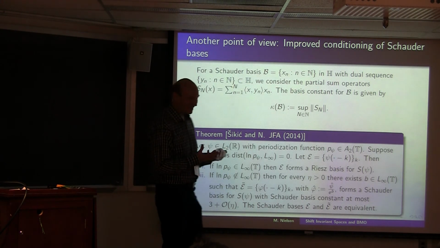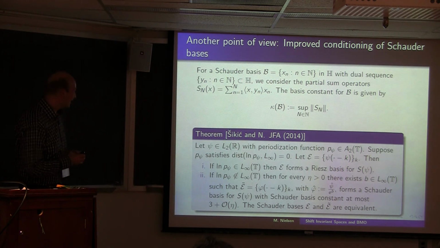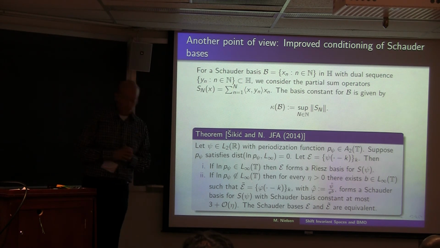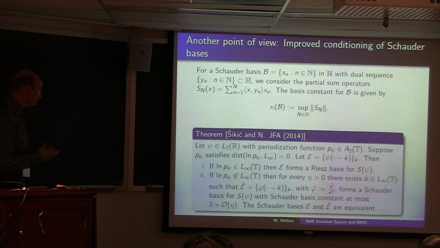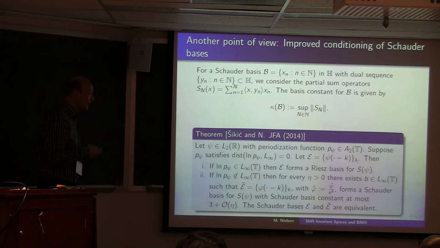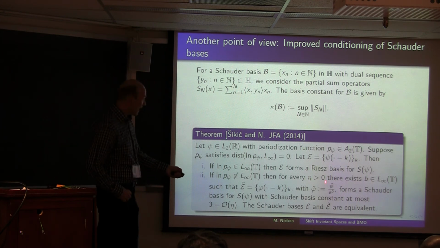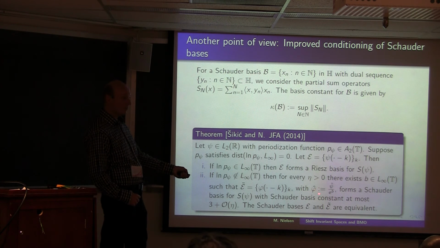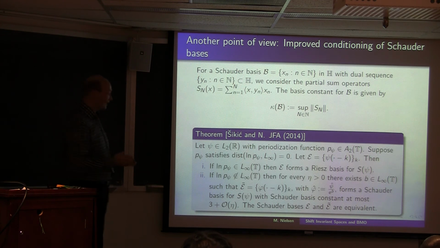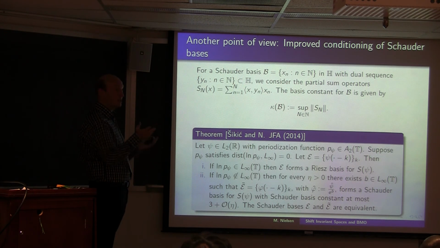If I had more time, I would have shown you this slide, another result. If you look at the partial sum operators for the Schauder basis and introduce the so-called basis constant, that is the supremum of these operator norms, and you are in the case where the periodization function has distance 0 from L infinity, in BMO, the log of the periodization function, then you can modify your generator by an L infinity function. You get a new generator such that the basis constant for this new system is better conditioned, in the sense that the basis constant is essentially only going to be 3.